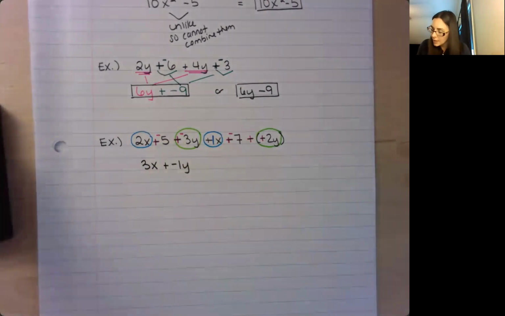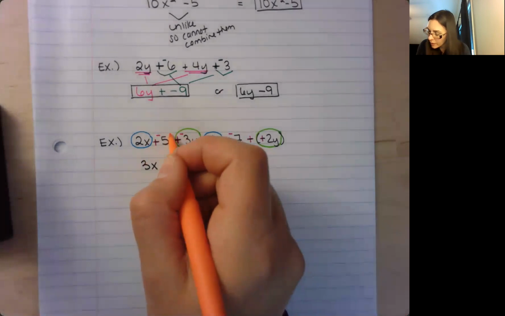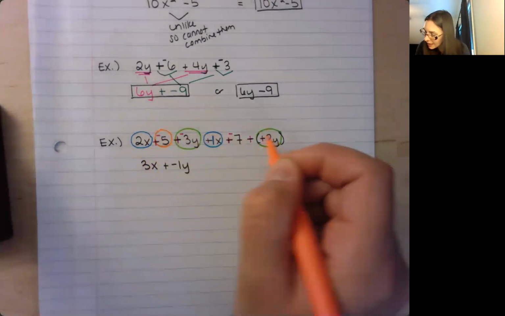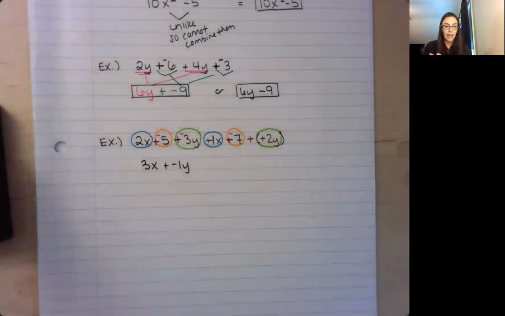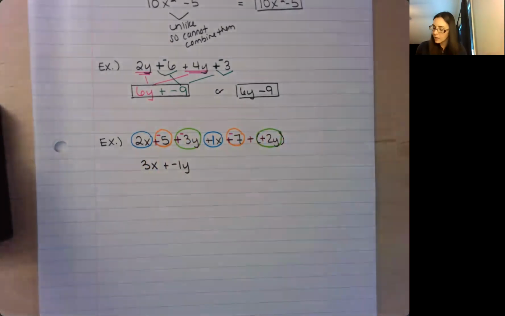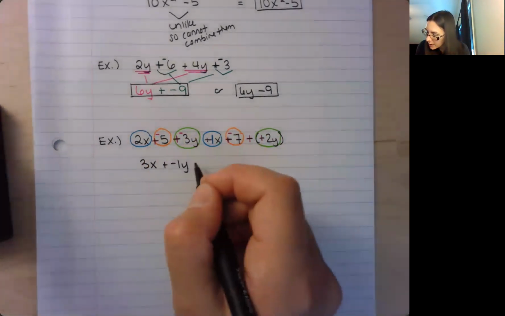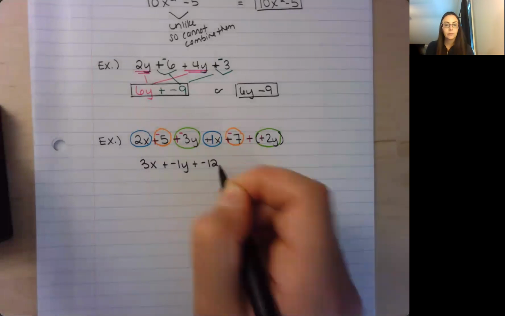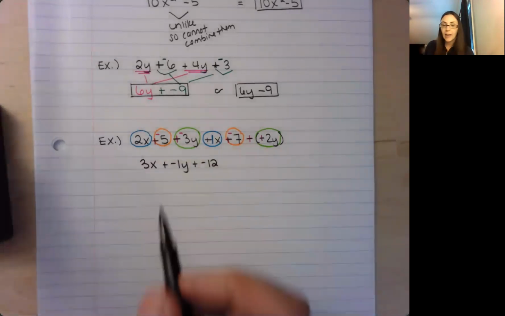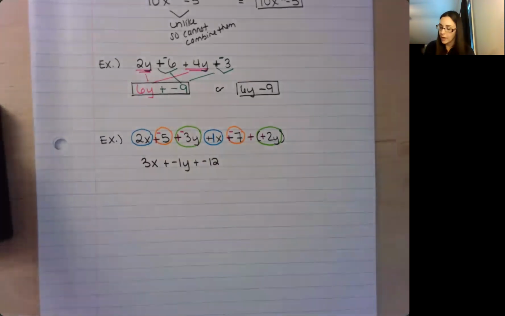And then I do see my numbers, my constants. So I have a negative 5 and a negative 7. Negative 5 plus negative 7 is negative 12. So plus negative 12. Now I cannot combine anything else. These are different things, so I can't combine them.